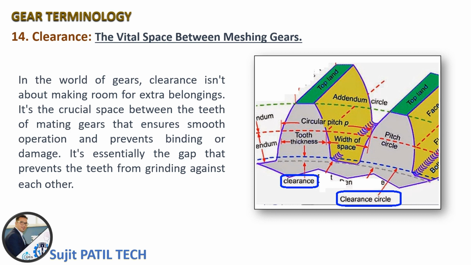14. Clearance. The vital space between meshing gears. In the world of gears, clearance isn't about making room for extra belongings. It's the crucial space between the teeth of mating gears that ensures smooth operation and prevents binding or damage. It's essentially the gap that prevents the teeth from grinding against each other.